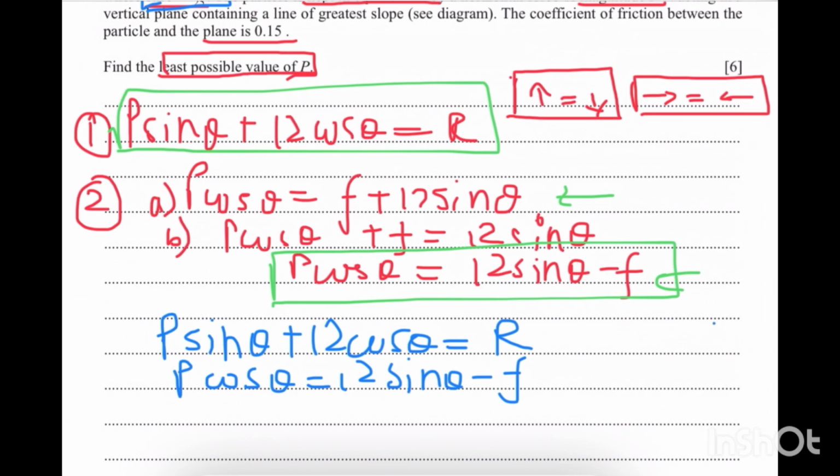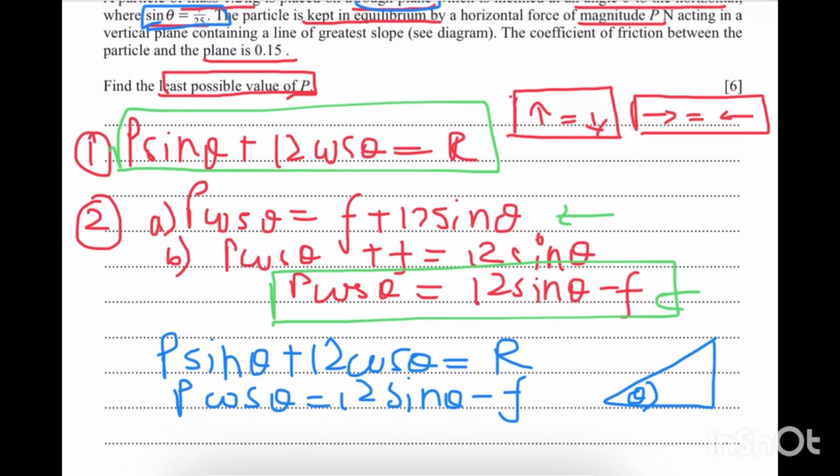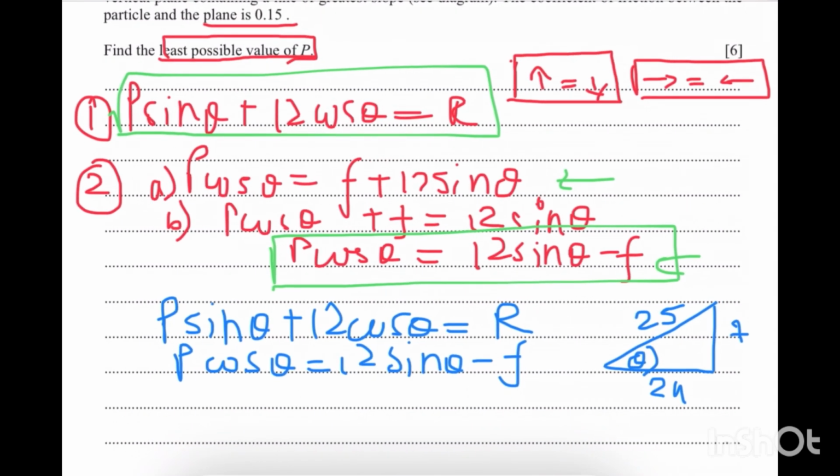So let's say this is a right triangle and this is the angle theta. Sine theta is always equal to the perpendicular over the hypotenuse. So the perpendicular must be equal to 7 and the hypotenuse must be equal to 25 for sine theta to equal 7/25. Using the Pythagoras theorem, we can find that the base is equal to 24. Now with this we can find the value of cos theta, which is the base over the hypotenuse, making cos theta equal to 24/25.